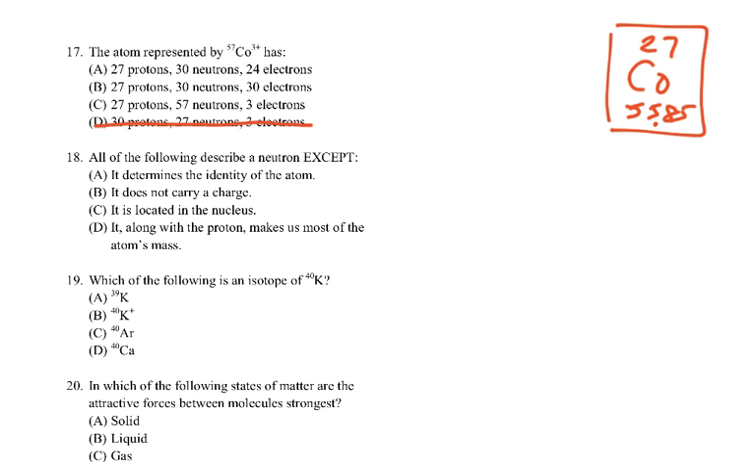Now I have cobalt that weighs 57. So 57 up here, 27 here. If I subtract those two, that's 30. That means it must have 30 neutrons, so I can eliminate this one.